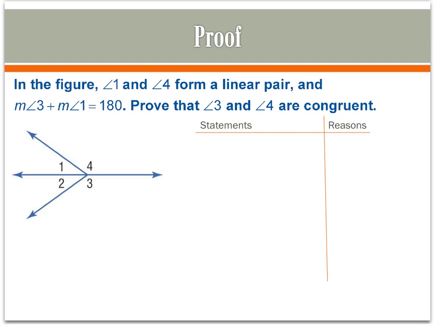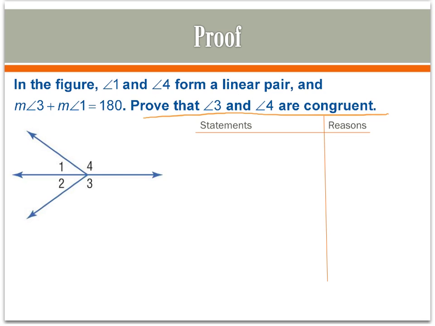All right, so here's the one proof that we're going to utilize in this instructional video. So we're going to walk through it, pause, go back, go forward as much as you need to. In this figure, angle 1 and angle 4 form a linear pair, and the measurement of 3 plus the measurement of 1 is equal to 180.